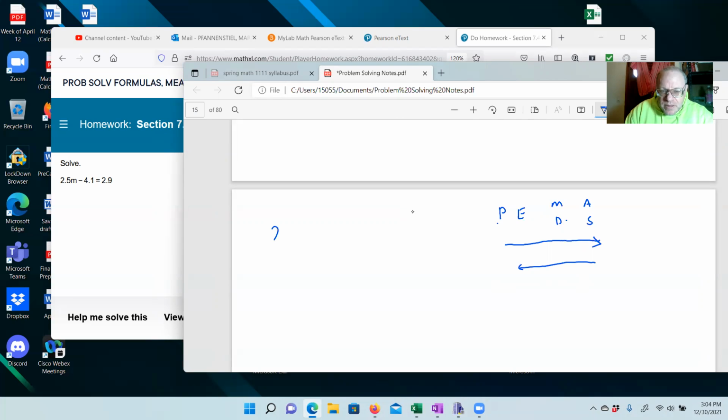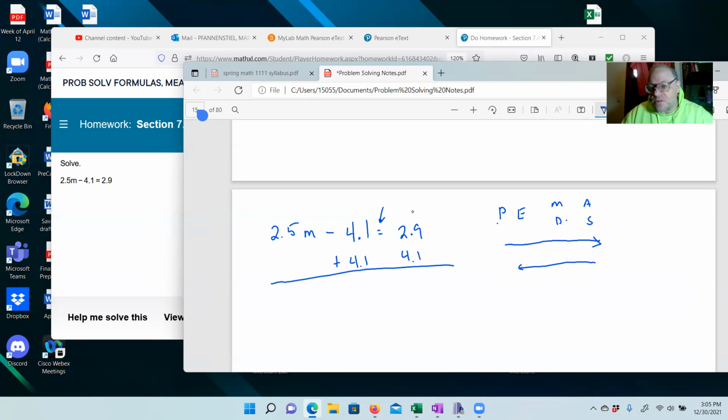Hopefully there won't be too many weird things in here. Okay, so here we have an equation. It's an equation rather than an expression because there's an equal sign. An expression does not have an equal sign. So what we're going to do is simply add the 4.1 to both sides. That has to come first.